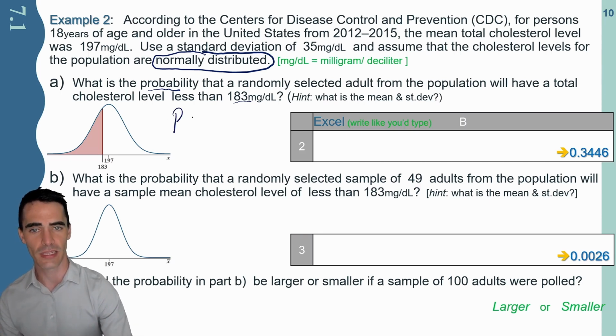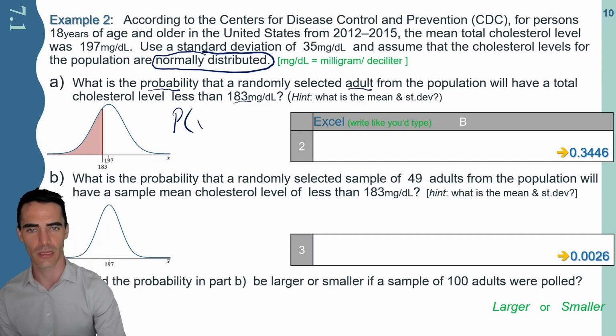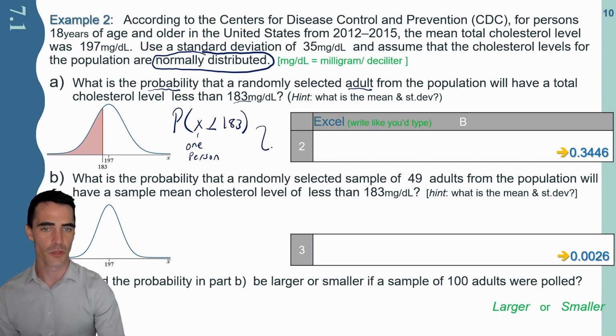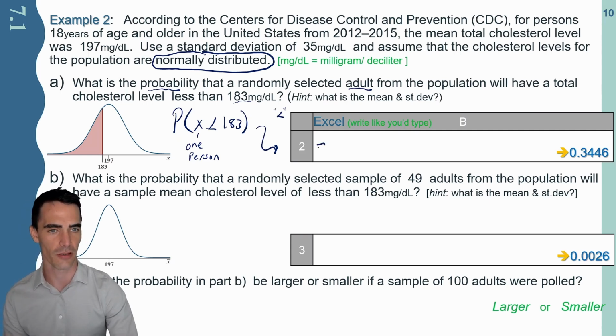It says probability of, notice it says an adult. It's not talking about a group. I don't see it say sample mean anywhere. So it's regular probability that one person has a cholesterol level less than 183. Once we have our probability less than, we can go right into our distribution. I'll type it up here. It should be equals normal dot distribution.